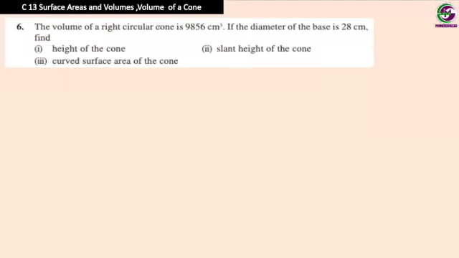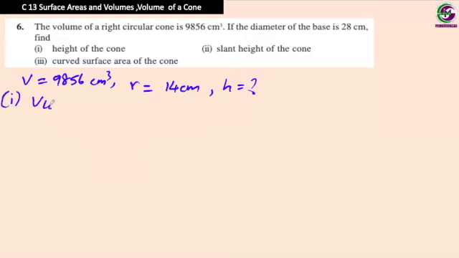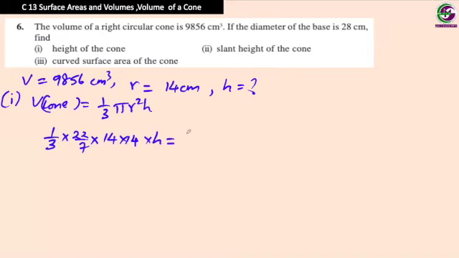Question 6. The volume of a right circular cone is 9856 centimeter cube. Diameter, so radius is 14 centimeters, and we have to find the height. So let's apply the rule. Volume of cone is 1 by 3 pi r square h, and we have the volume, so 1 by 3 times 22 by 7 times 14 times 14 times the height is equal to 9856.